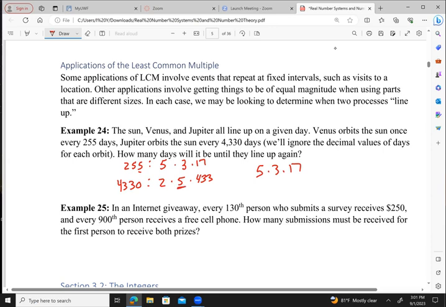Now this 5 is accounted for, so I take a 2 and I take a 433. So we take 5 times 3 times 17 times 2 times 433, and we get 220,830 days. So Venus and Jupiter line up with the Sun every 220,830 days. Just out of curiosity, roughly every 600 years.